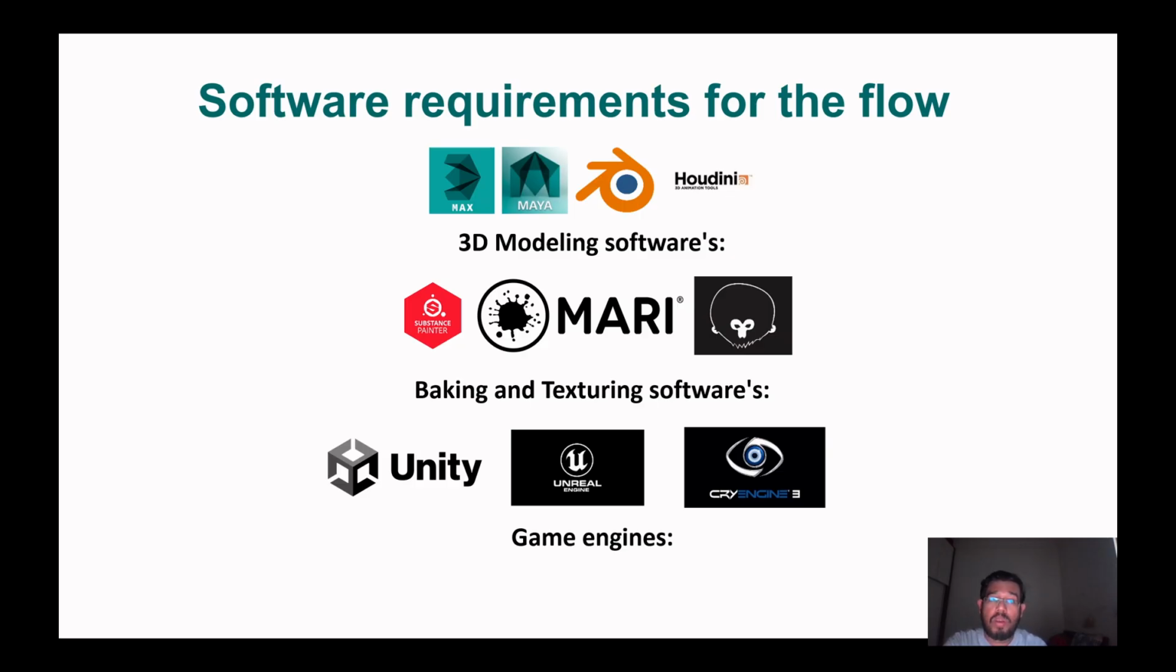You have Substance Painter, Mari, and also another software, Marmoset Toolbag. Another software I use is XNormal, which is actually a very good baking software. It's a bit old, but it's very effective in terms of texture baking. So XNormal is one of the 3D texturing software.